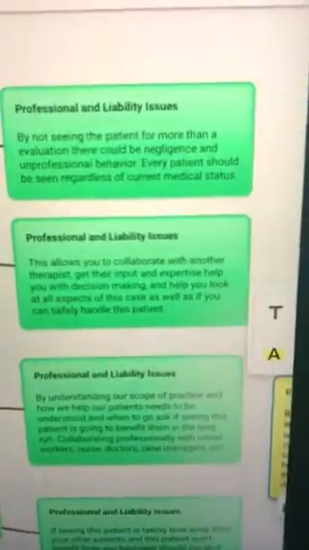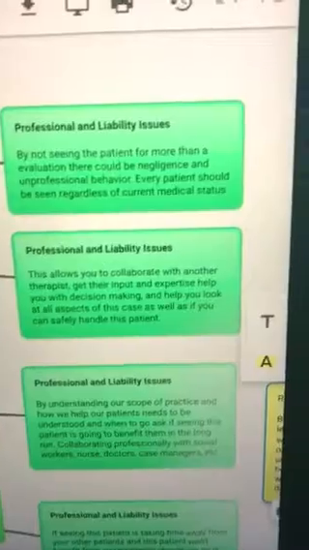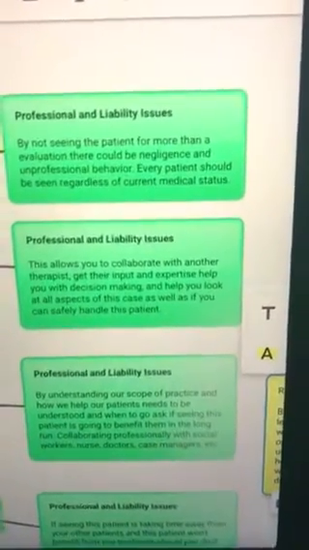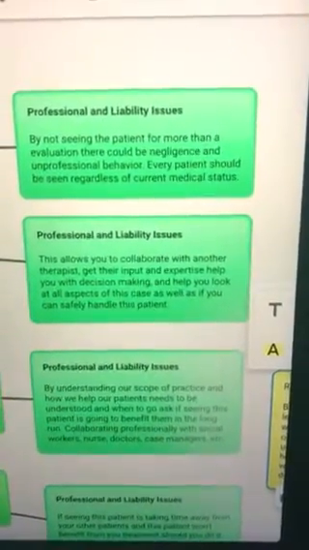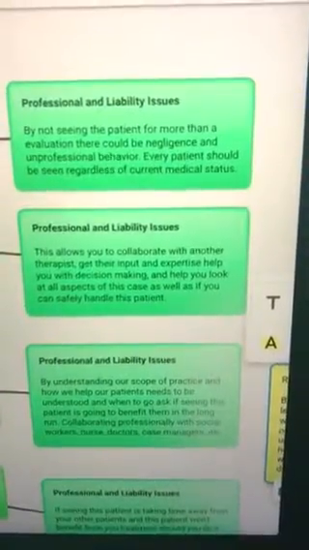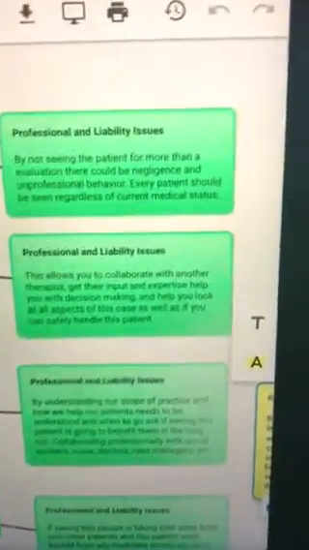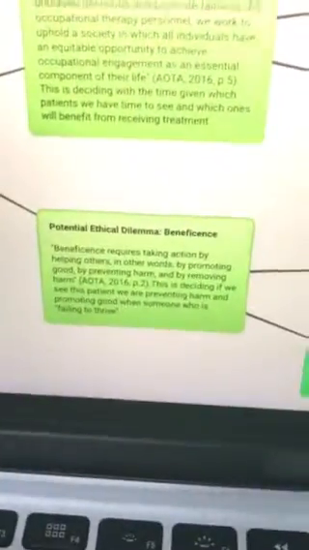So professionally, you get to work on your collaboration. You get their input. You could see it could help you with your decision making. It can also help you look at all aspects of the case, not just at one singular point. Perfect. Okay, so we're going to go to beneficence.